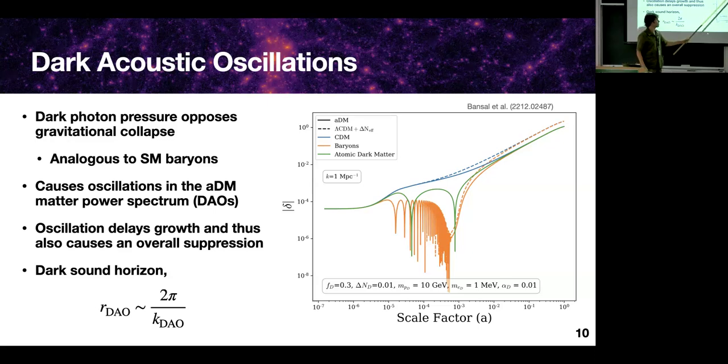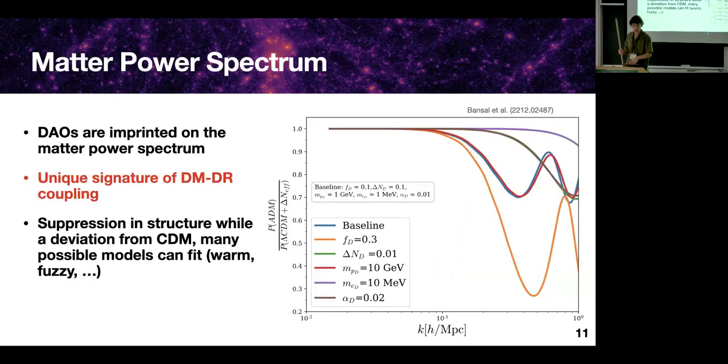And so you can see here, if we have blue CDM, it naturally just grows, the overdensity grows in time, but ADM will get stuck, go through this oscillation, and even as it exits, because ADM has recombined, will lead to an overall suppression in the growth of that overdensity. This is characterized by the DAO scale or the dark sound horizon. And we can look for this because it imprints itself on the matter power spectrum.